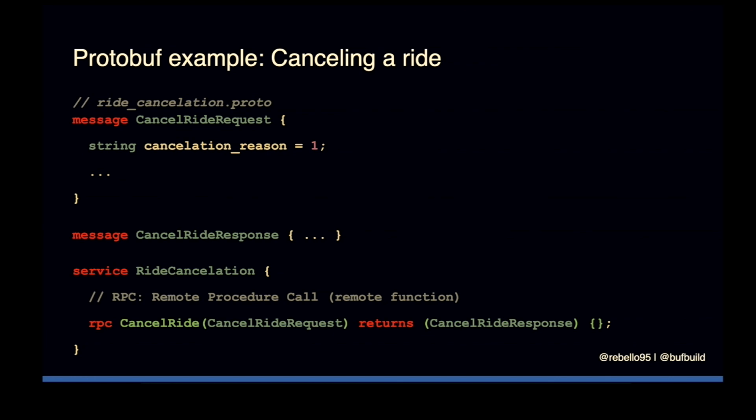So we're going to define a cancel ride RPC. And it's going to take a cancel ride request and return a cancel ride response. I will say that RPCs do support streaming, but we're not going to worry about that for this example.